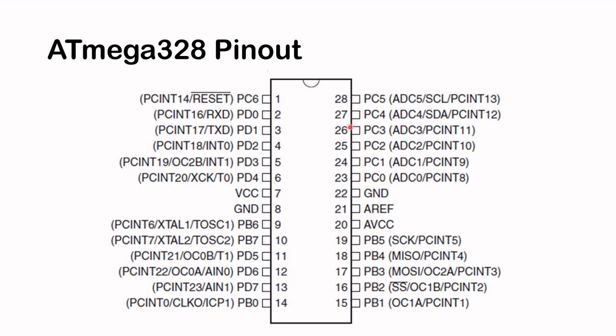Now, port C bits are here, and one of them, PC6, is here. And then we have port D, bits are distributed here from pin 2 to pin 6. And then we have the supply voltage and ground pins at pin 7 and 8 and 22 respectively, and then we have pin 21 and pin 20. That is the analog reference voltage and also the analog voltage supply AVCC.